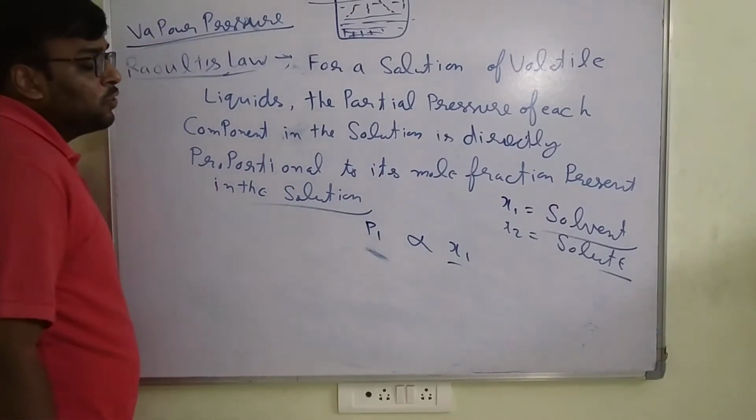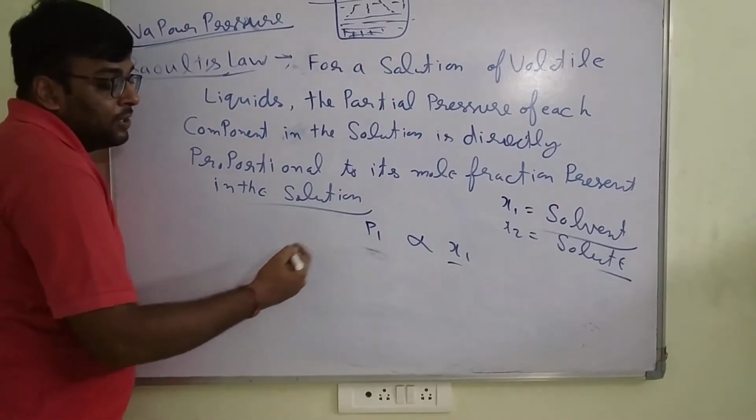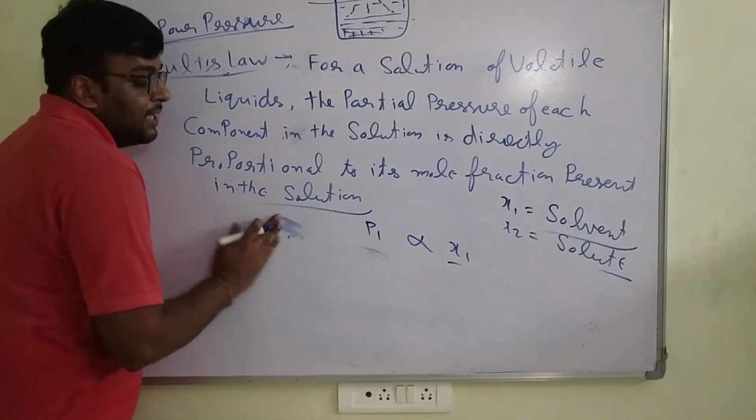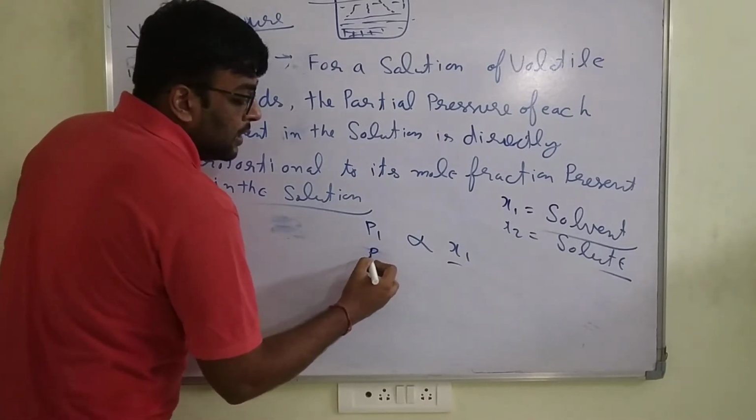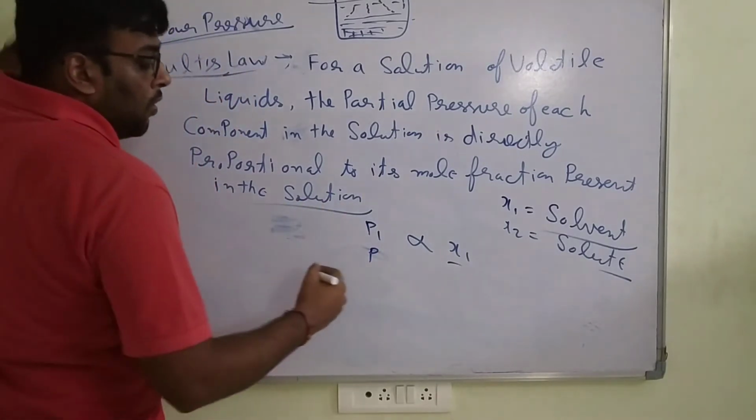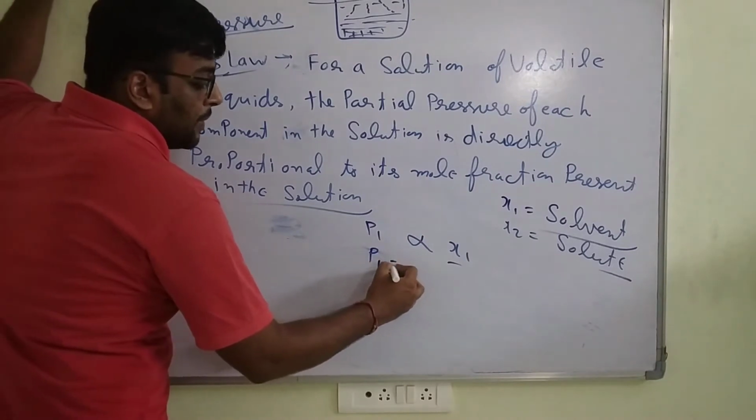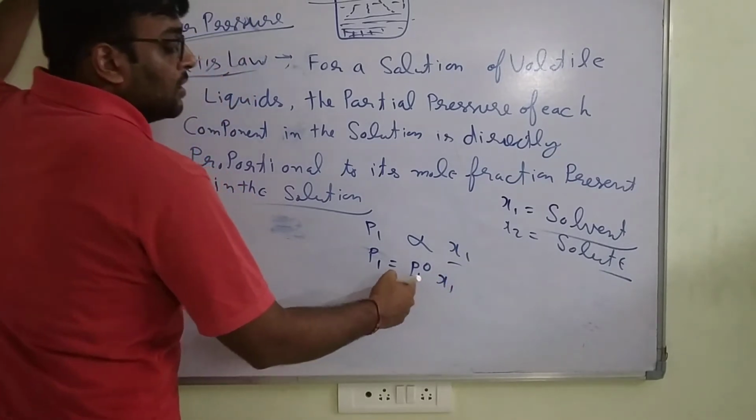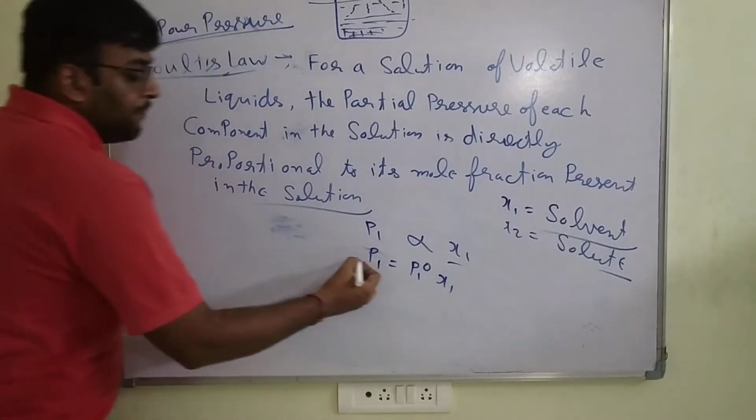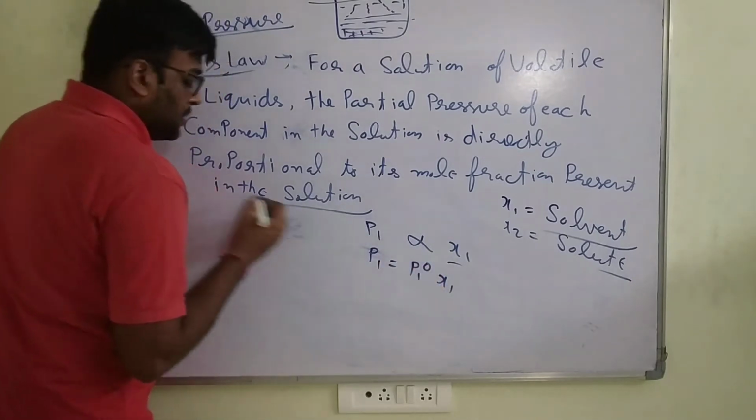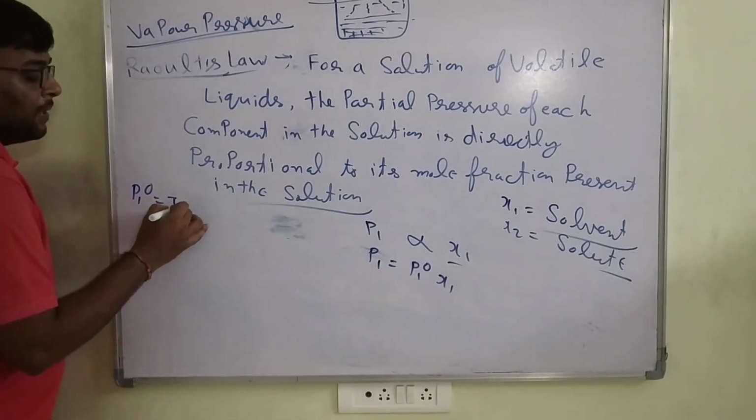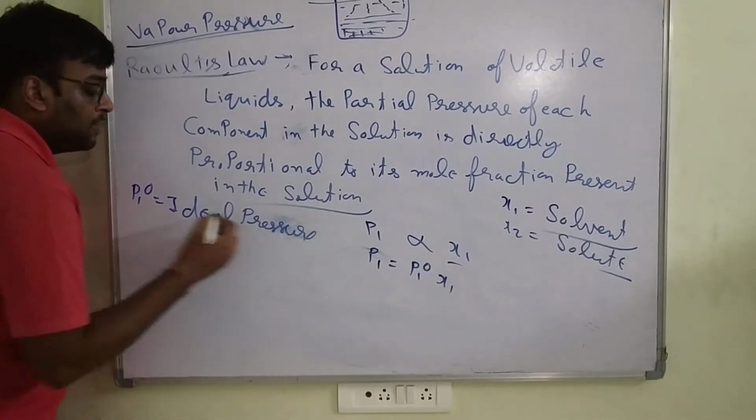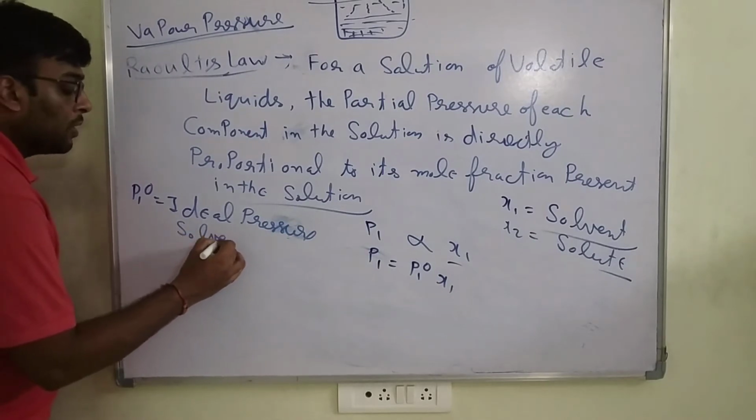I am explaining the derivation here. X1 is the mole fraction of the solvent. If I remove the proportionality sign, the partial pressure with respect to the solution becomes P1 equals P1 naught times X1. This P1 naught is a constant. I can say this is the ideal pressure. Let me explain: P1 naught is the ideal pressure with respect to the solvent. Very important thing.